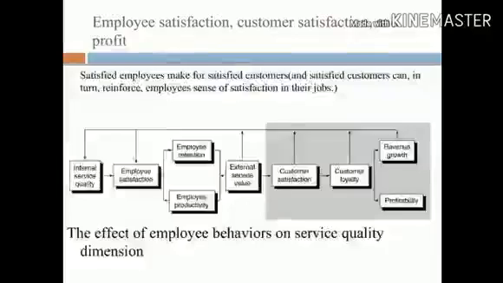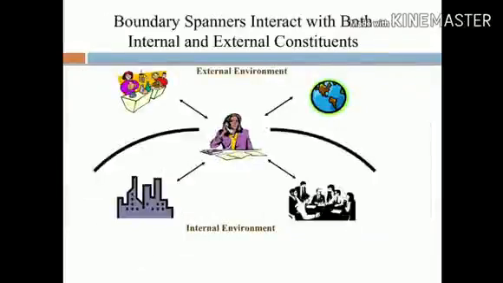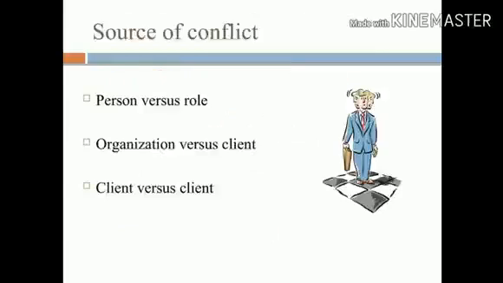After all, we are all customers to each other. Before we cater to the needs of our customers, we cater to each other's needs first. Happy workers, happy customers. Boundary spanners interact with both internal and external constituents. Source of conflict: person versus role, organization versus client, client versus client.